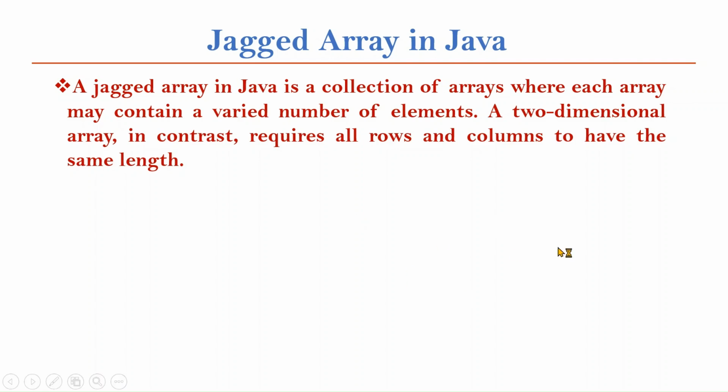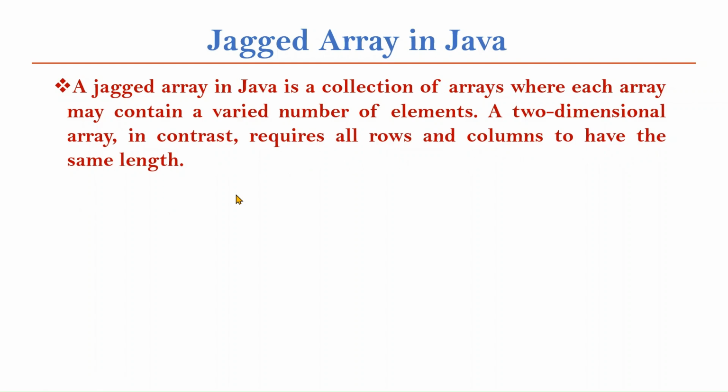But when you go for the two-dimensional array, which is fixed, suppose 3 by 3, 3 rows, 3 columns, every row needs to have 3 columns. That is mandatory. So a two-dimensional array, in contrast, requires all rows and columns to have the same length. But when you go for a jagged array, we can create every row with as many columns as you want. You can decide. That flexibility is applicable for the jagged array so that the memory will not be wasted.